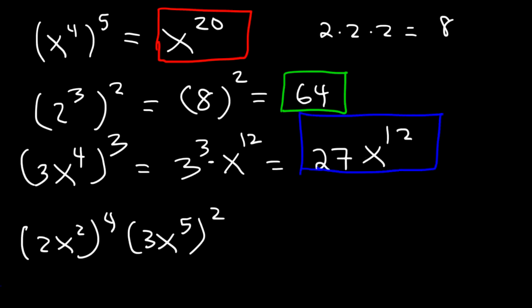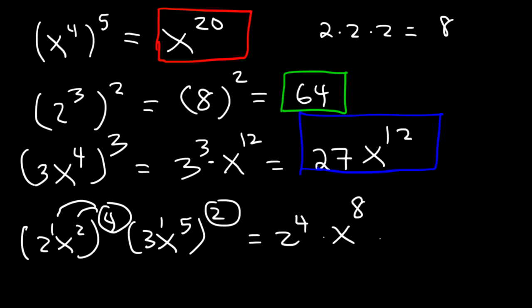Now for the next example, let's distribute the exponents. That is the 4 and the 2. 1 times 4 is 4, and then 2 times 4 is 8. And then this is multiplied by 3x to the 5th squared. 1 times 2 is 2, so we have 3 squared. 2 times 5 is 10, so x to the 10.